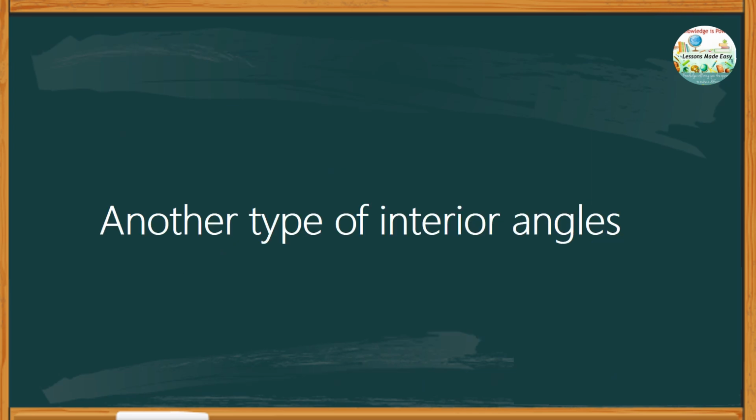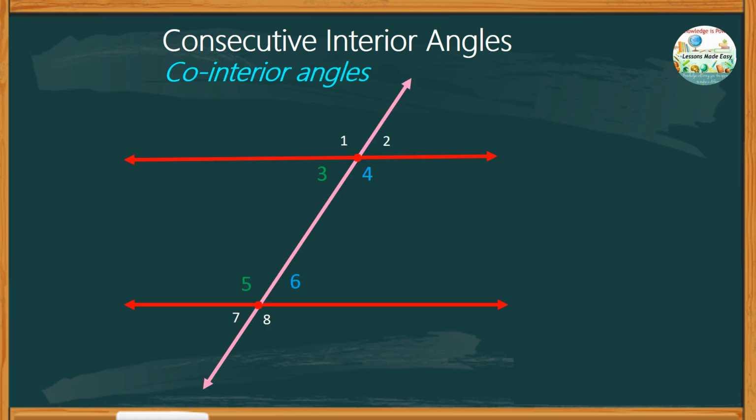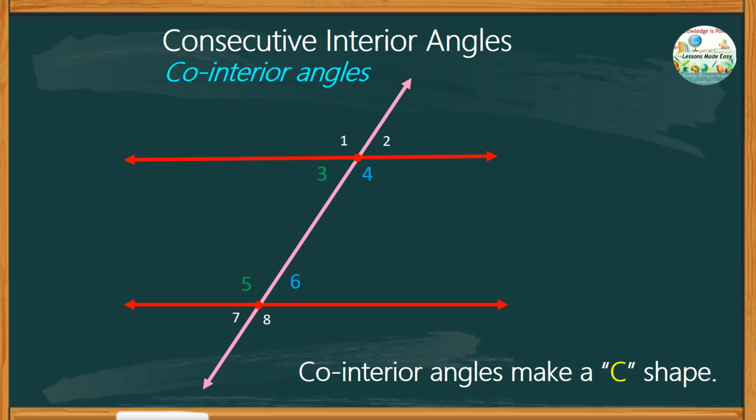Another type of interior angles are the so-called consecutive interior angles, also known as co-interior angles. Let's use the same illustration. You would probably be asking, what shape do co-interior angles make? Well, co-interior angles make a C shape. Can you find the C shape? I think this one is very obvious. Co-interior angles can be found on the same side of the transversal.